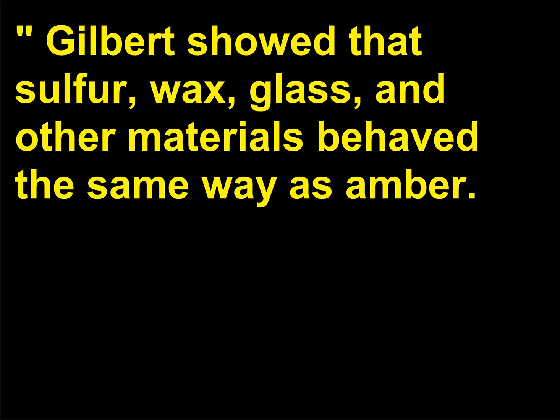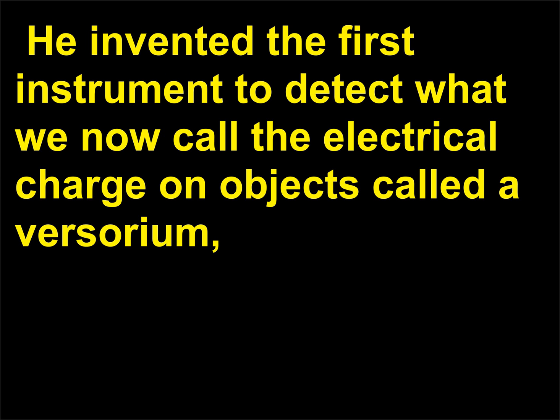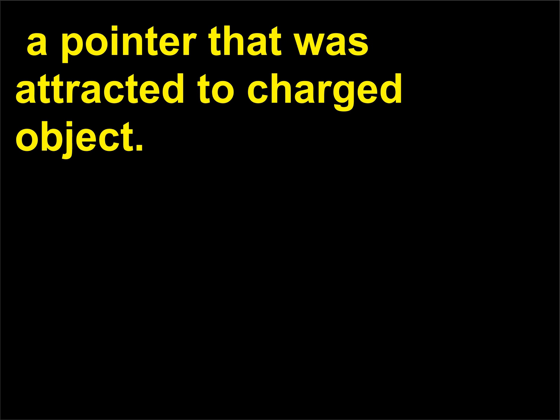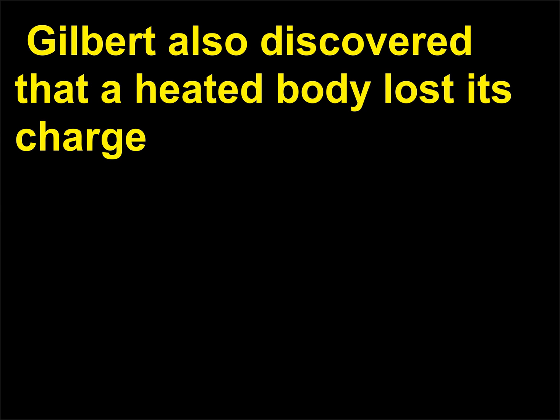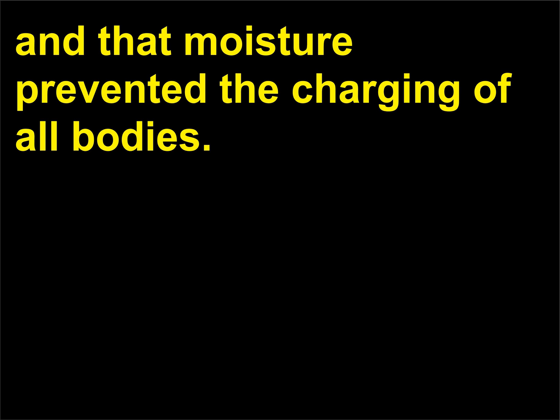Gilbert showed that sulfur, wax, glass, and other materials behaved the same way as amber. He invented the first instrument to detect what we now call the electrical charge on objects, called a versorium, a pointer that was attracted to a charged object. Gilbert also discovered that a heated body lost its charge, and that moisture prevented the charging of all bodies.